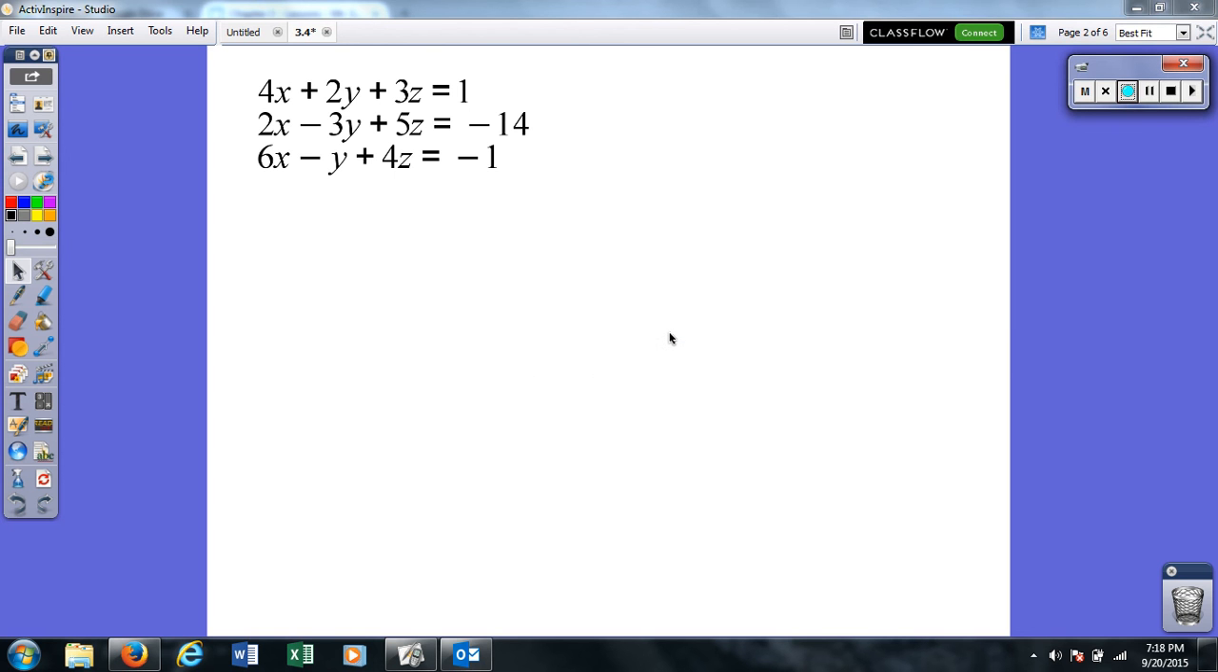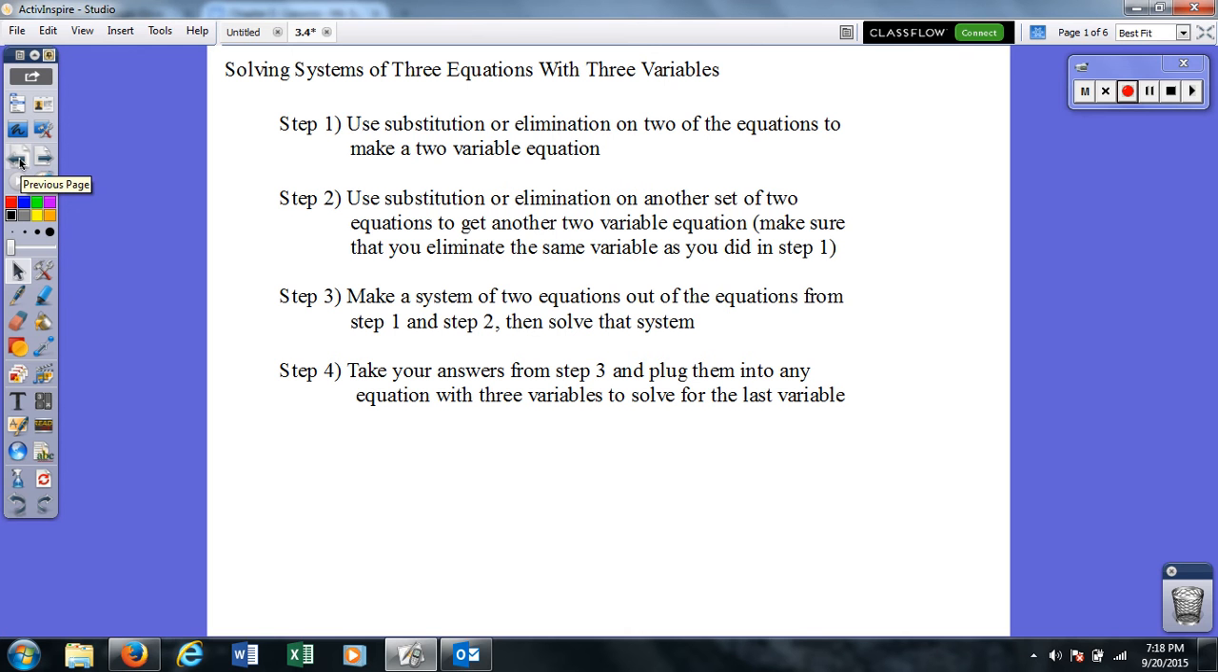In this lesson, we're going to look at solving a system of three equations with three variables. So it'll look something like this. In order to do this, we need to take two of the three equations and do either substitution or elimination on them to get rid of a variable. Then we'll be left with an equation that has just two variables in it.